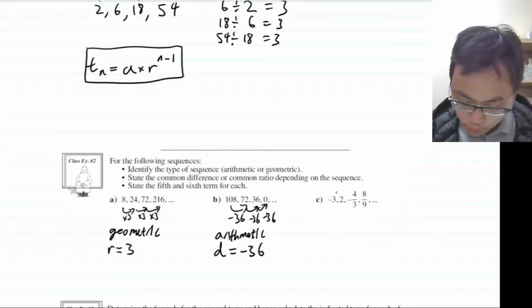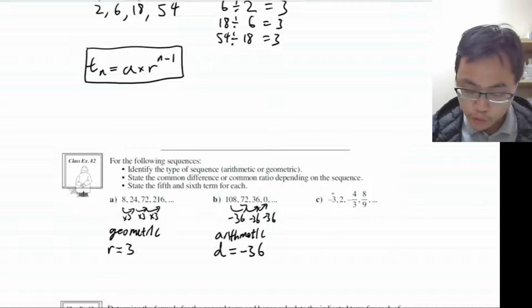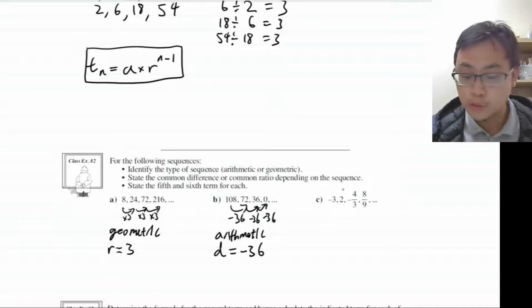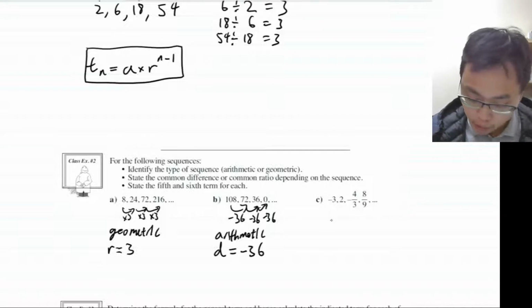Let's have a look at the next one. From negative 3 to 2, if I'm looking for a common ratio, all I have to do is T2 divided by T1. Okay, so common ratio is 2 over 3.